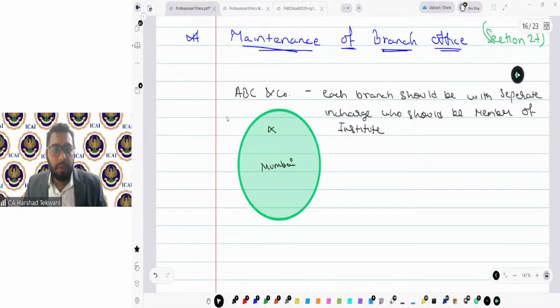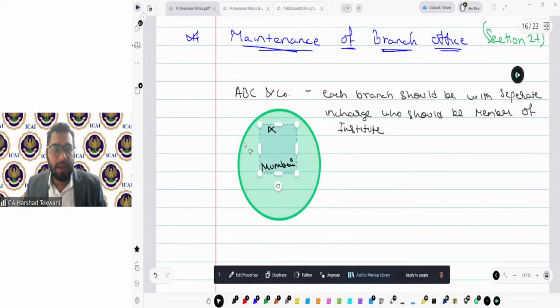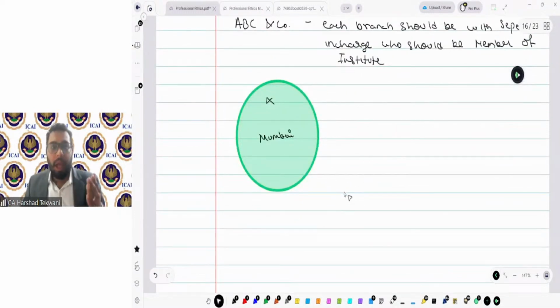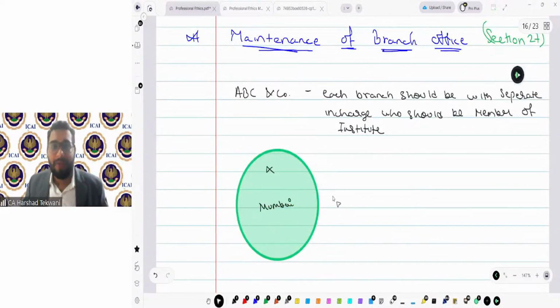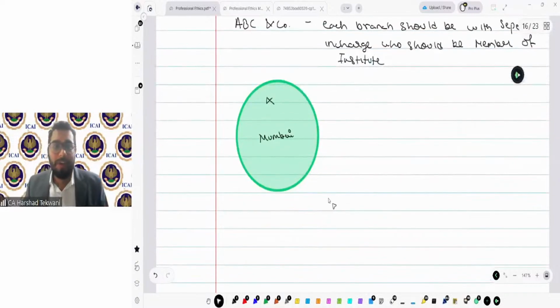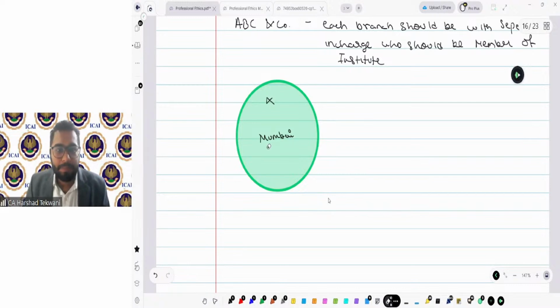Now if I open a branch office, each branch should have a separate in charge who is a member of the institute. Now let's understand how and where the exception falls to this. For example, if I want to open a branch office that does not have a separate in charge, or has a separate in charge who is not a member of the institute, where these exceptions are there. Okay. So first of all, let's say, for example, instead of Mumbai, let me rename the city.